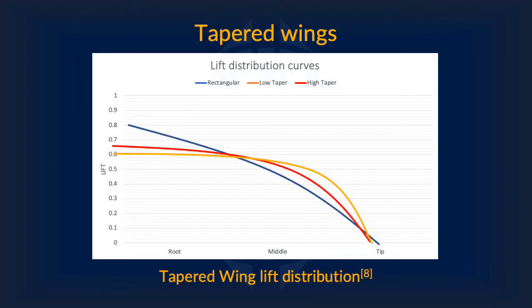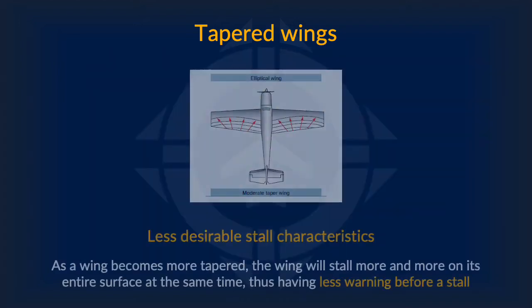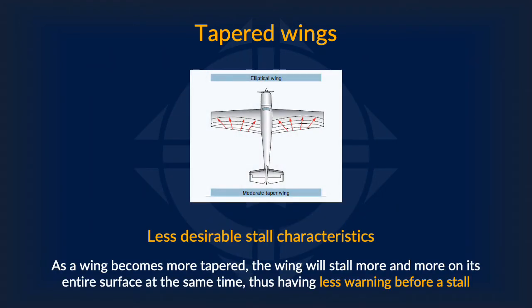Similar to elliptical wings, a tapered wing's undesirable stall characteristics arise from its uniform lift distribution. As a wing is more tapered, the lift is more uniformly distributed, shown in this very simplified graph here. As a result, as a wing becomes more tapered, the wing stalls more and more on its entire surface at the same time. The reason for this is the same as for elliptical wings.